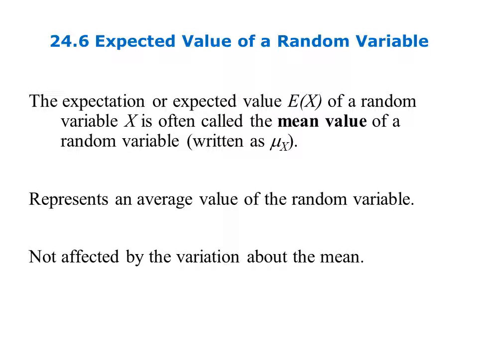The expectation or expected value, which we'll write as E of X, of a random variable X is often called the mean value of the random variable, which we would write as mu sub X. It represents an average value of the random variable, and it's not affected by variation about the mean.